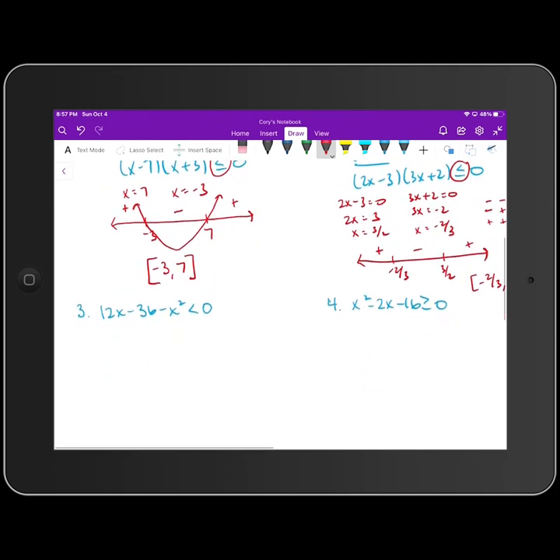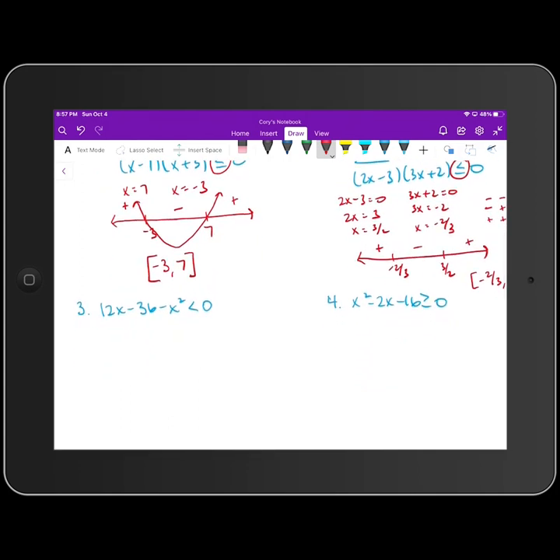Okay, so for 3, I'm going to write the terms here in standard form. So I want my highest degree term first. So that's going to be negative x squared. My next highest degree term next, which is plus 12x. And then my constant term last. So that's minus 36.